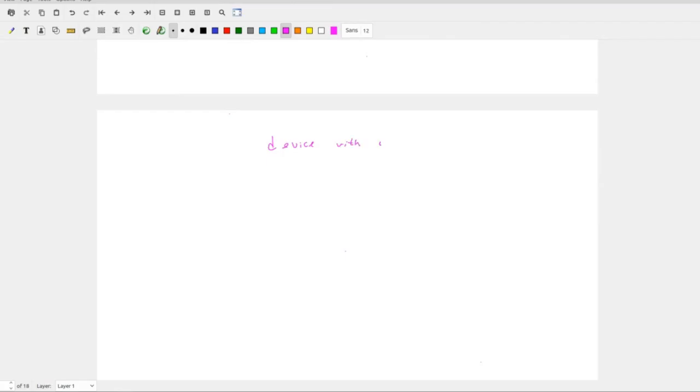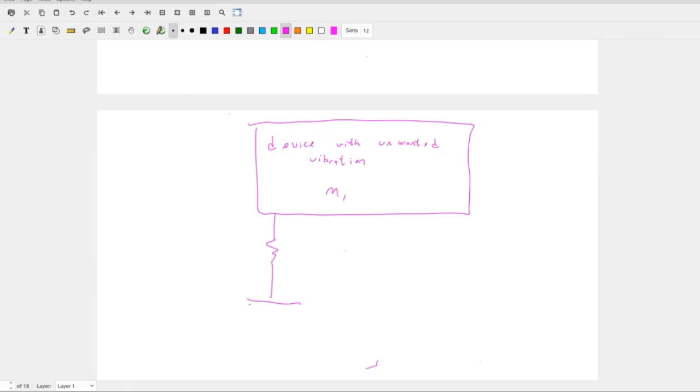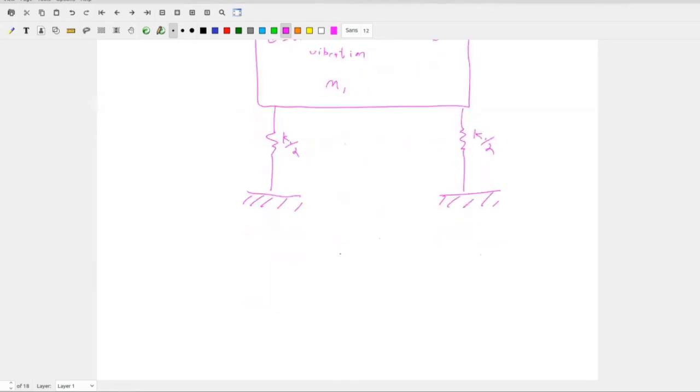Device with unwanted vibration. Call that M1. Right, and then we have it attached to springs. We're lazy, so let's say that our total stiffness is K1. So let's call this K1 over 2 and K1 over 2. That makes sense? Yeah, makes our picture look pretty.